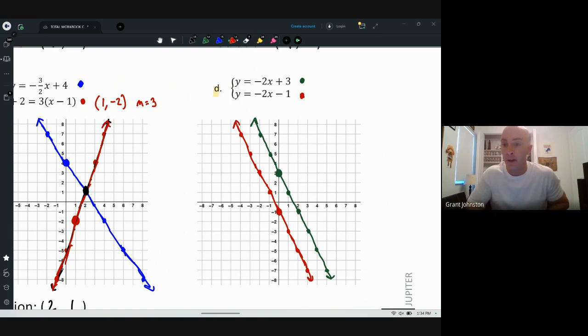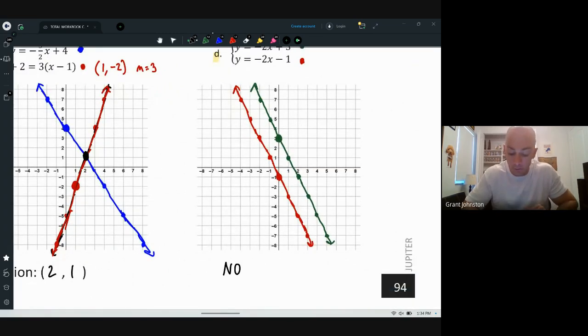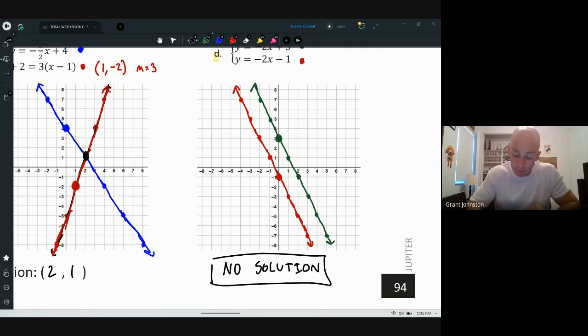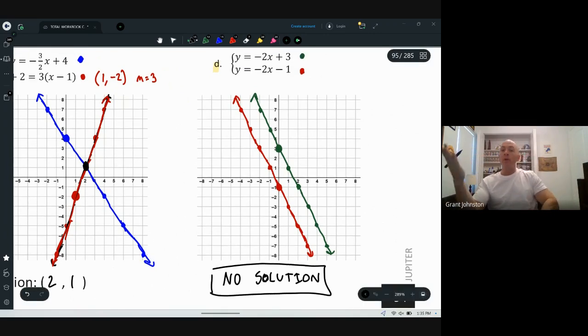If you look at these lines, they're never crossing. They're parallel. They're never crossing. So in this case, since they never cross, there is no solution. Remember, the solution to a system of linear equations, when you graph them, is where they intersect. So if they don't intersect, there's no solution.